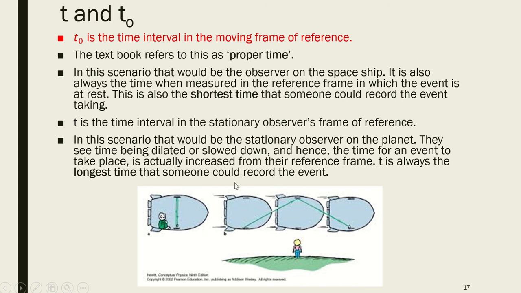That's probably the easiest way to think of it. T naught is the shortest time someone could record the event, someone that is at rest with the event, whereas t is the longest time. It's the time that has been dilated, so it's always going to be the longest time. And because this spaceship's moving at such high speed, time is slowing down, and so realistically it looks like it's taking longer to complete the same event.